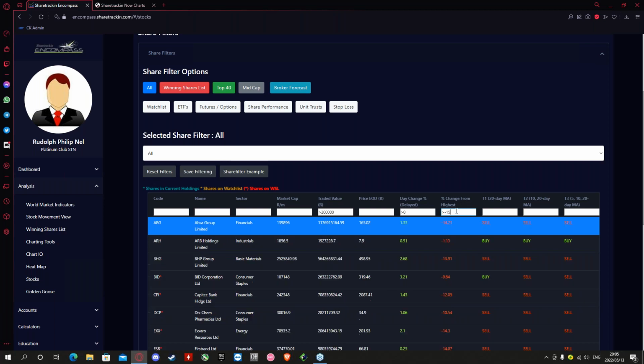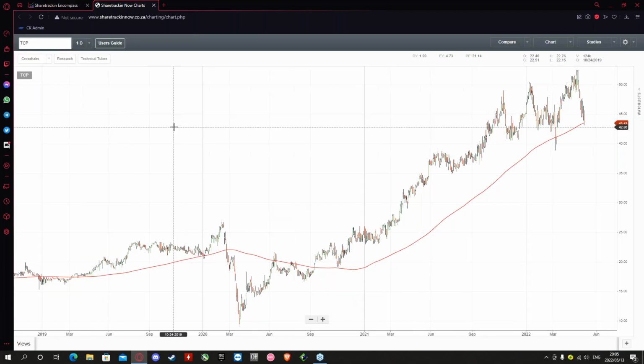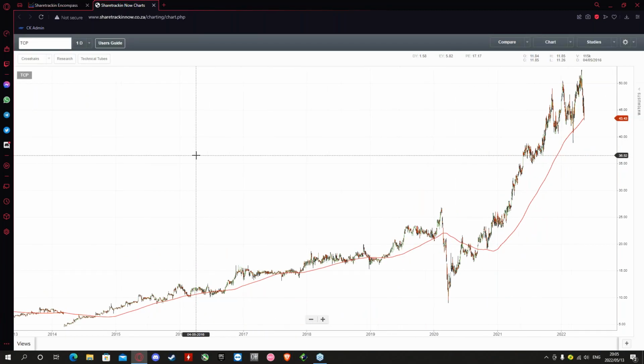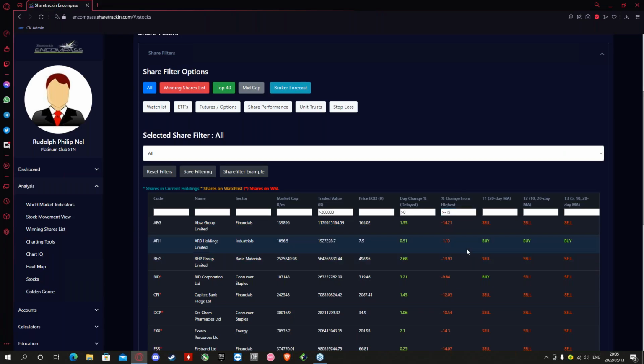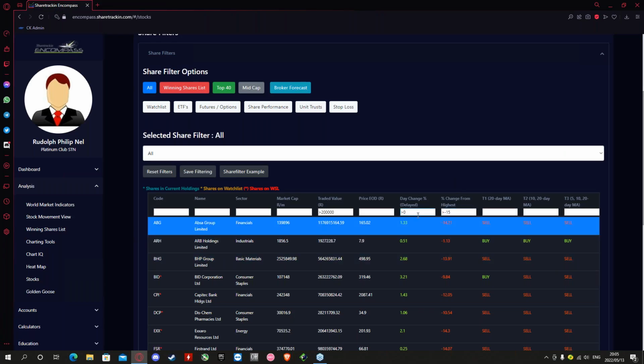Over here we're going to change this to greater than minus 15. The reason we're doing that is so that we cut out shares that give you that 98% drop, so you only find shares in a bullish trend, more or less. You're telling this filter to only give me shares which have upwards movement. Then over here you find your T1, T2, and T3: the 20-day, 10-day, and 5-day moving averages.